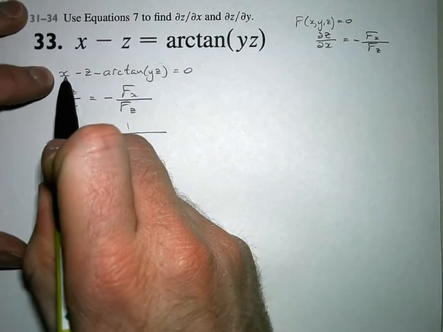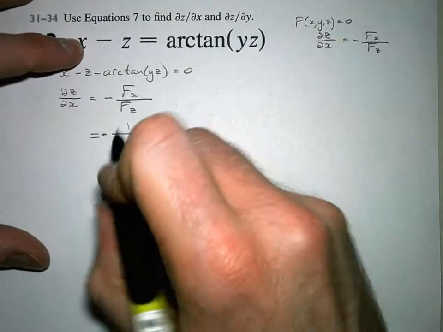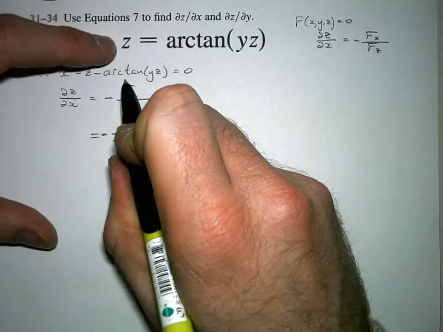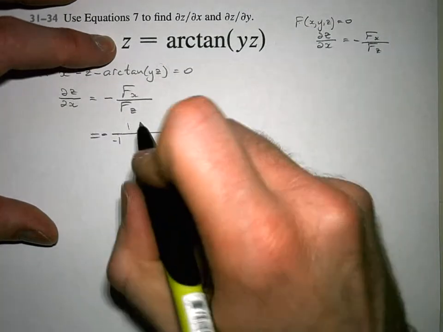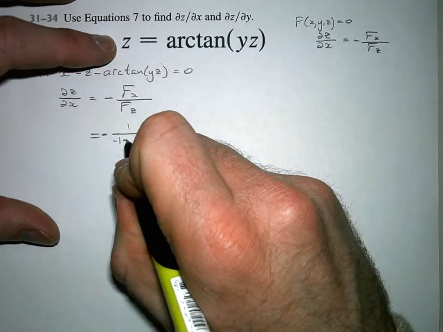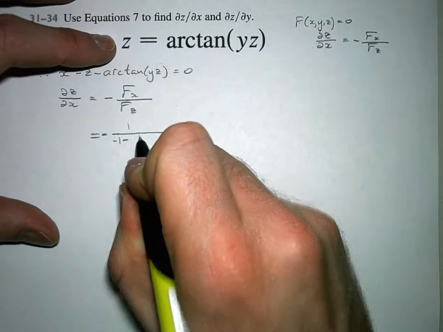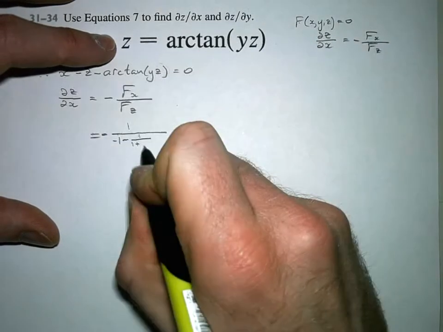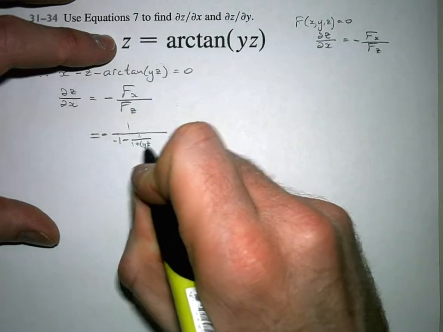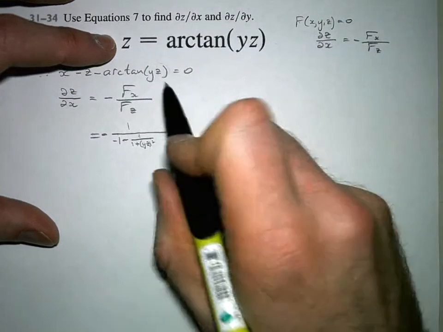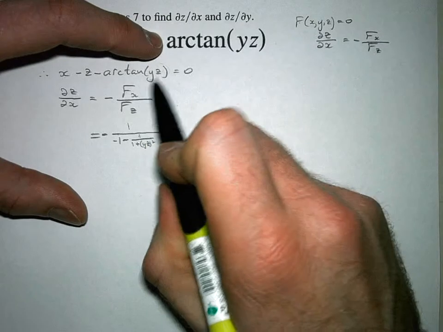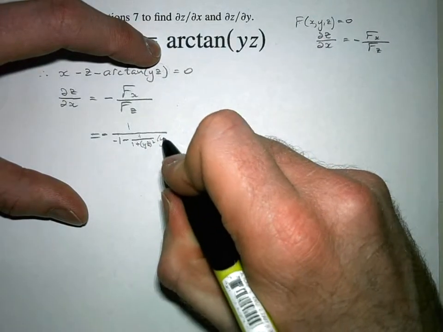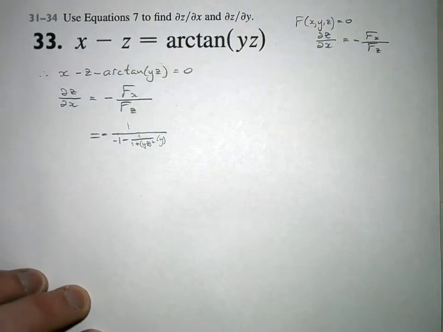Now the x disappears to 0. Differentiate minus z with respect to z and you get minus 1. Differentiate this with respect to z and you get minus, now the derivative of arctan, the outer function, is going to be 1 over 1 plus the argument squared, so 1 plus yz squared, multiplied by the derivative of the inner function, again with respect to z. y is a constant, so the derivative of that is simply y. Okay, we're pretty much done.